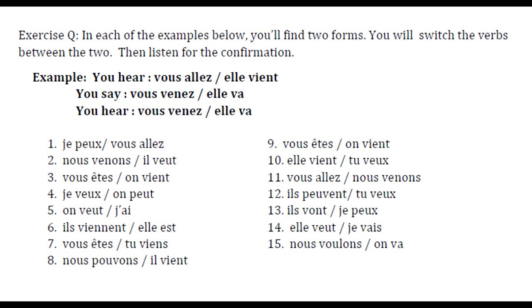7. Vous êtes, tu viens. Vous venez, tu es. 8. Nous pouvons, il vient. Nous venons, il peut. 9. Vous êtes, on vient. Vous venez, on est. 10. Elle vient, tu veux. Elle veut, tu viens. 11. Vous allez, nous venons. Vous venez, nous allons. 12. Ils peuvent, tu peux.